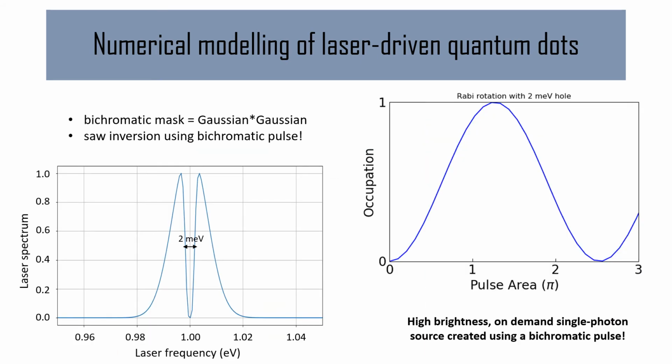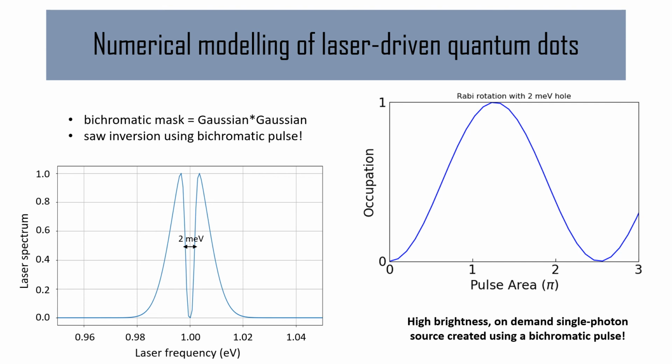The action of the SLM can be described numerically by amplitude and phase mask functions in the Fourier domain. So, we defined a bichromatic amplitude mask, which was two Gaussians multiplied together. As shown in the figure on the left, this created a pulse with a hole at the center, which is exactly what we wanted. We then ran our code using this bichromatic mask for a 2 meV hole.